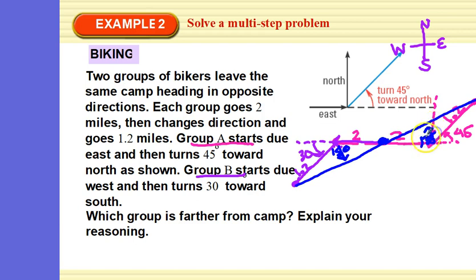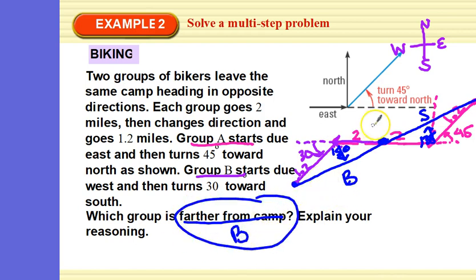135. So is 135 or 150 going to open up bigger? 150 is bigger, 135 smaller. So who is further from camp? Group B. Explain your reasoning. Does that make sense? Because group B is 150 degrees, right, with the hinge theorem, and this one's 135 degrees, the same 2 legs. So because of the hinge theorem, we know that group B is further away.